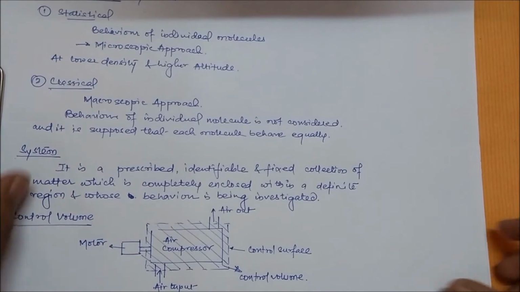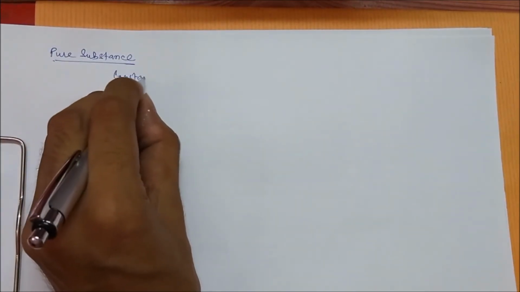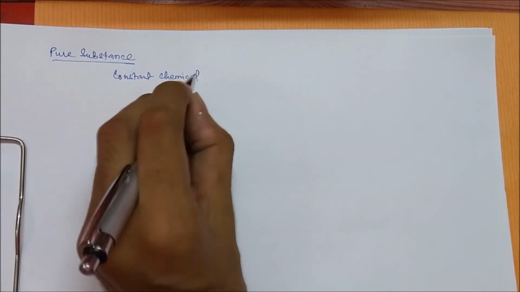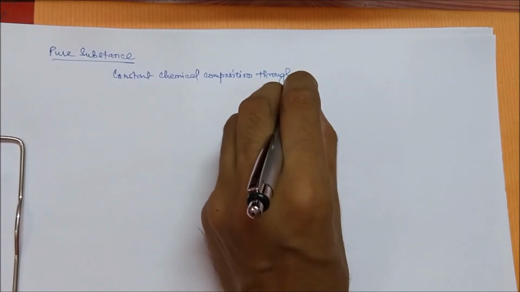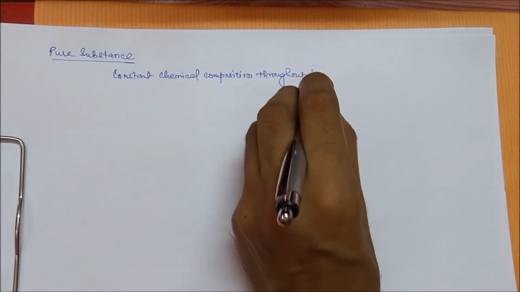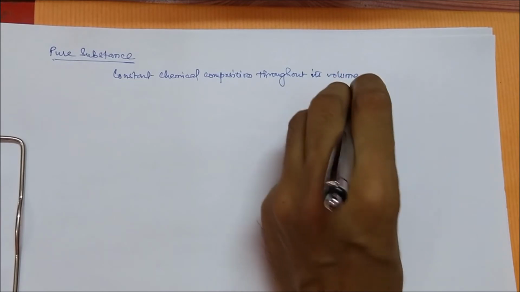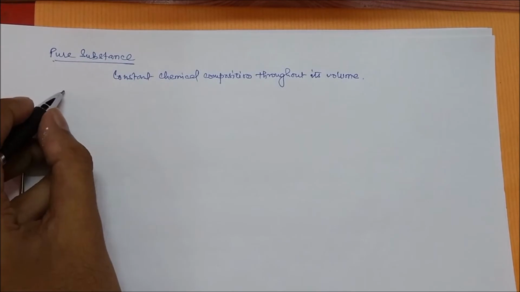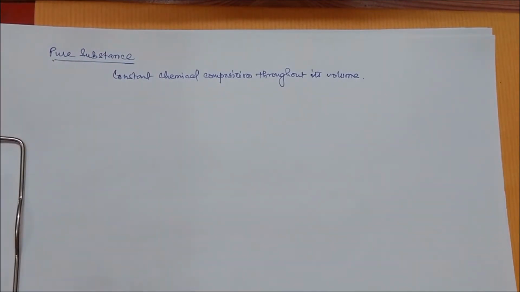Now we have another term, pure substance. A substance is said to be a pure substance if it has a constant chemical composition throughout its volume. Constant chemical composition throughout its volume is known as a pure substance, right?